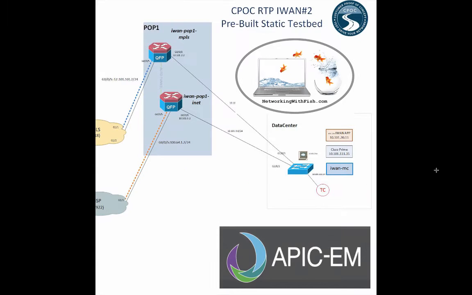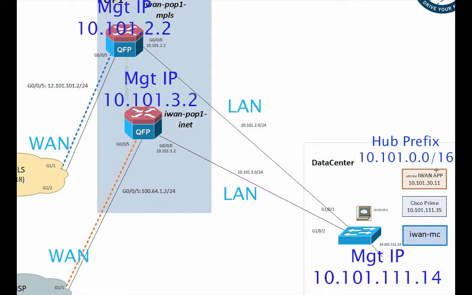As I said, in this YouTube session we're going to focus specifically on the hub location. Again, ASR 1002X, IWAN POP 1 MPLS. It's going to have a WAN interface that faces the MPLS, which is going to be Ethernet. This is the WAN 12.101.101.2. This will be the private.